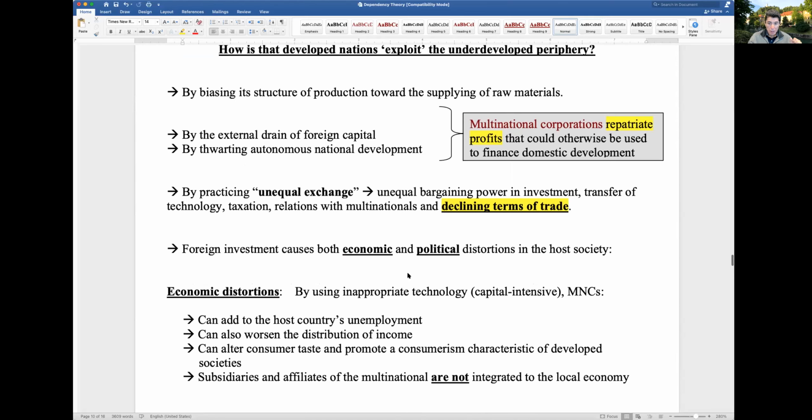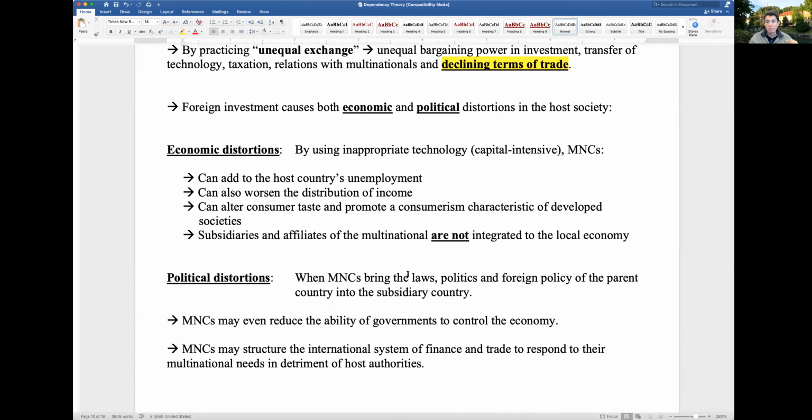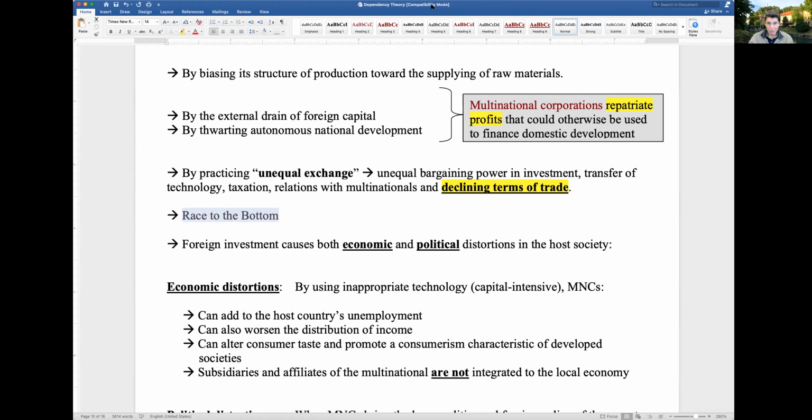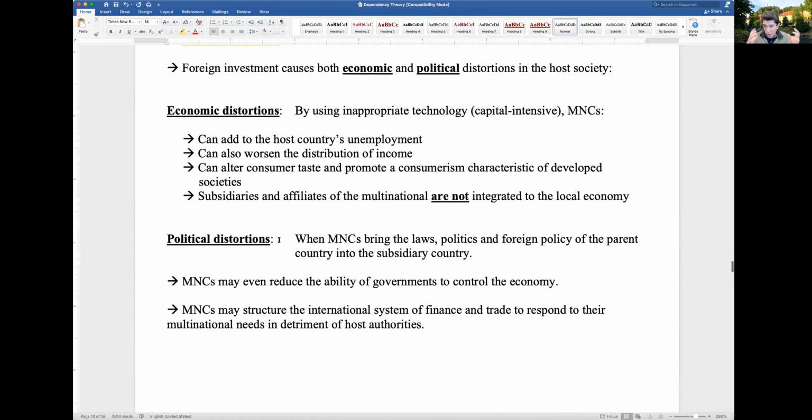Anyway, let me go back to my screen here. Now, in addition to these effects by multinational corporations, and remember, I already mentioned three: profit repatriation, declining terms of trade, and number three is the race to the bottom. We actually, just so that you don't forget, let me add it here. Race to the bottom. That's number three, right? Very, very important, guys.